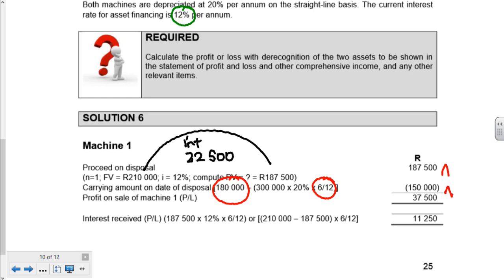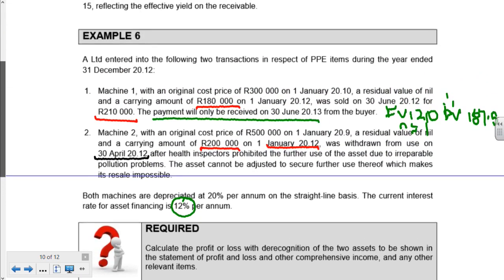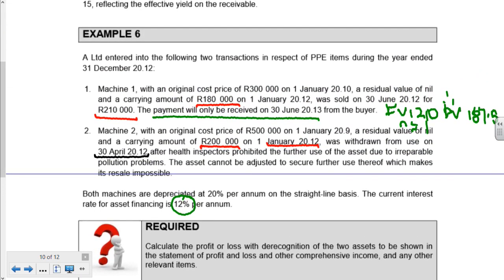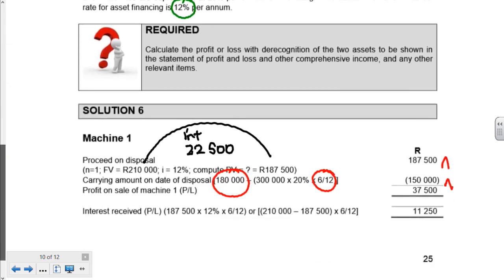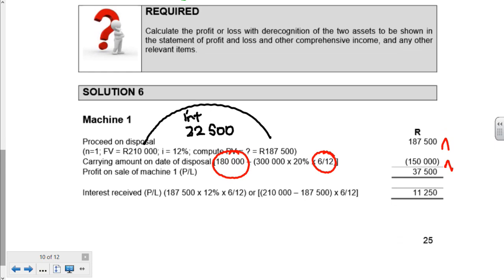You'll see they split the interest received into 2 bits. I think it's because our year end is in the middle there. Is it? Do they say? They have a December year end. Yeah. So we're going to earn half the interest from this June to December, and then the other half from December to the next June. And so that's why they then halve the interest, and they show half of it, 11,250 in the current period, and then the other half will be in the next period.